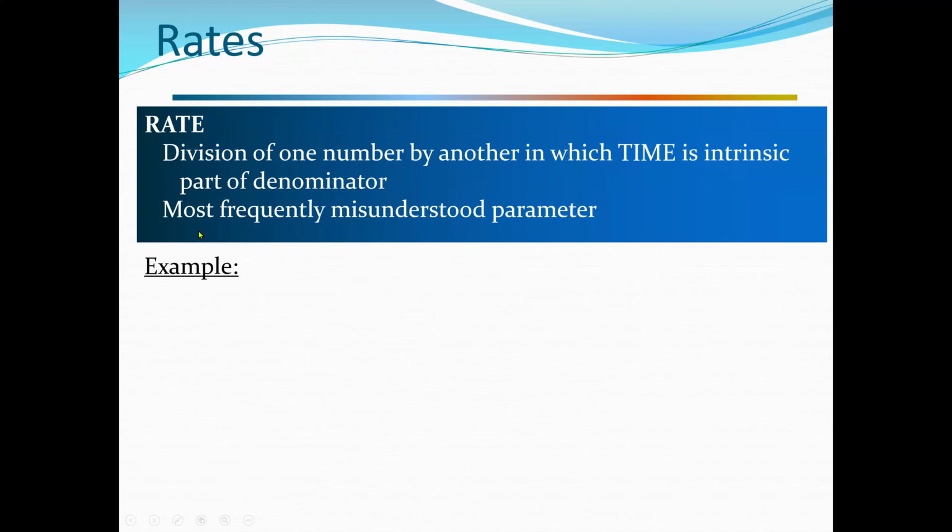Next will be rates. Rates also are a division of one number by another number in which time is an intrinsic part of the denominator. This is the most frequently misunderstood parameter. So with a ratio, you divide two numbers, they are not related. With a proportion, division of two numbers that are related. But with a rate, division of one number by another in which time is very important. So an intrinsic part of the denominator will be time.